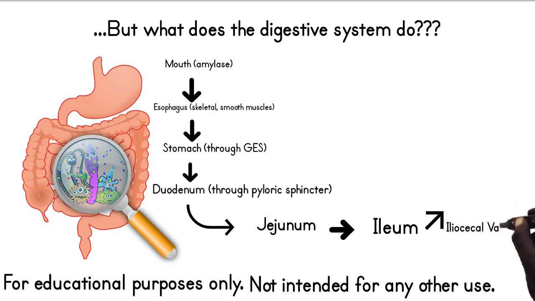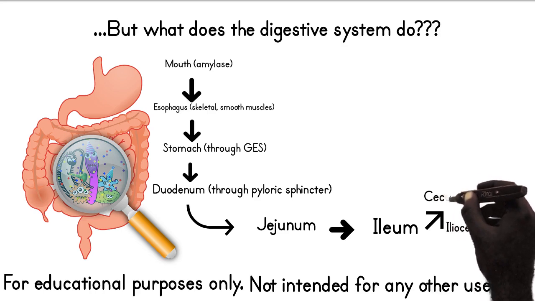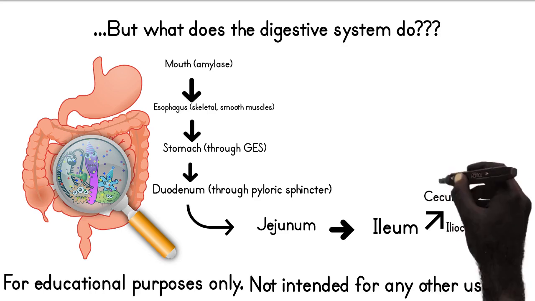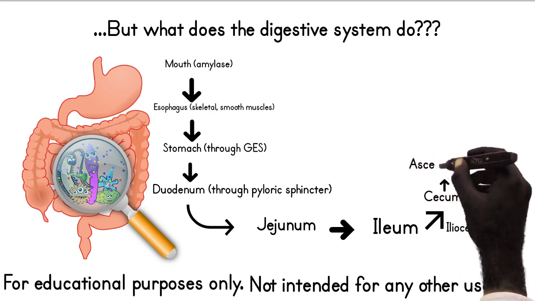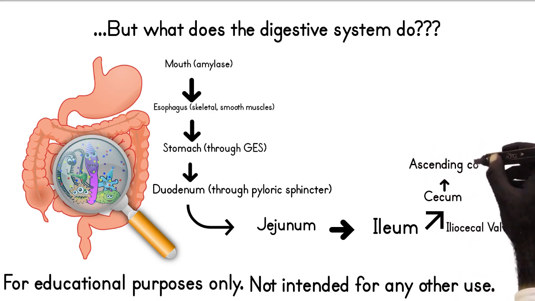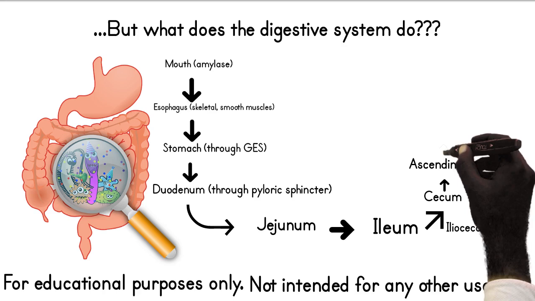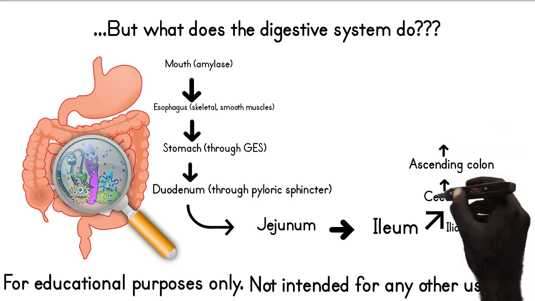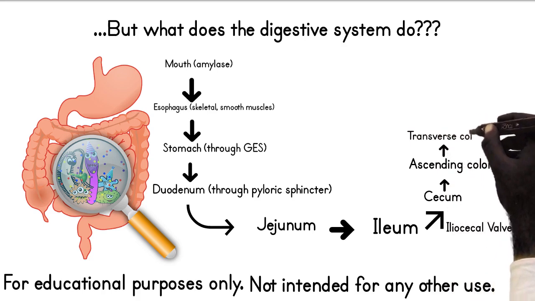Now, in order for contents to then go from the ileum to the beginning part of the large intestine, the cecum, it has to go through an exit once again, and this time the exit is called ileocecal valve. Once in the cecum, contents are then pushed upwards into the ascending colon, and then the large intestine makes a right turn known as the hepatic flexure, and it then becomes the transverse colon.